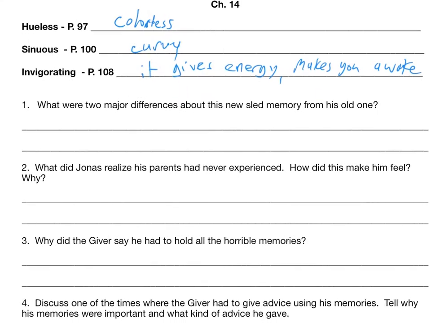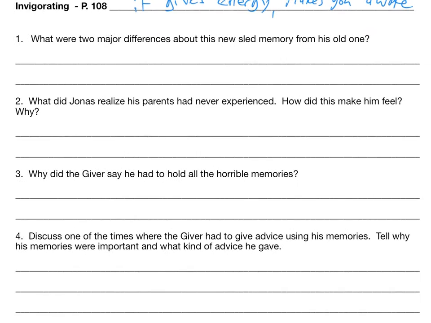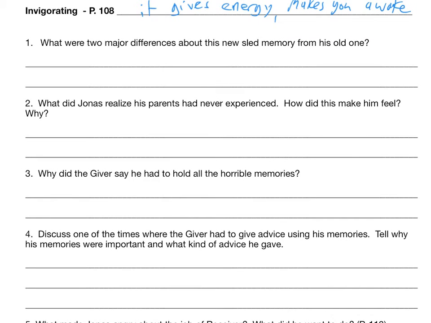All right, let's talk about what happened in chapter 14. It says, what were 2 major differences about this new sled memory and from his old one? Well, number 1, the snow was icy this time, right? The runners couldn't really get their grip on it, and so he was slipping and sliding all over the place, right? And then number 2, the worst part, he broke his leg, right? This was a bad memory of sledding, and so that was extreme pain that he had to go through, right?